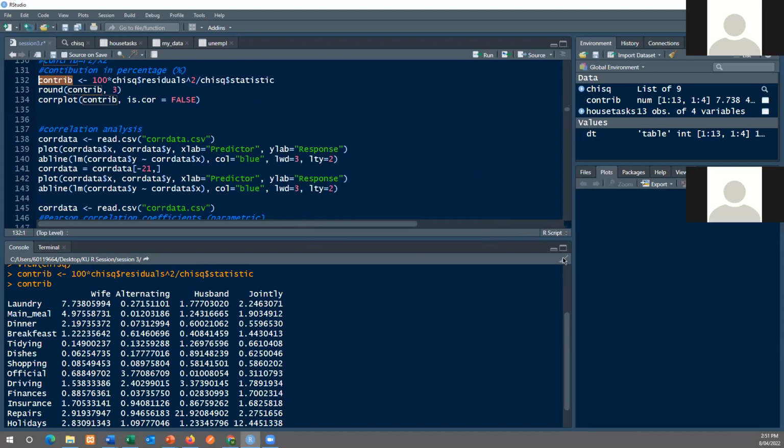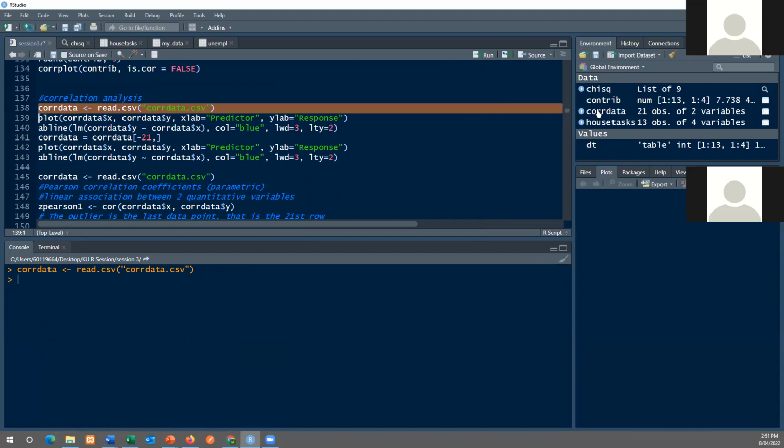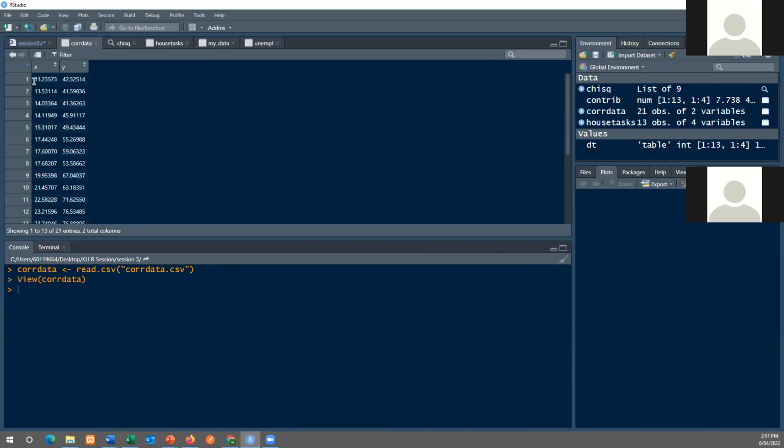Now, apart from that, we also know there is another statistical test we can do, which is the correlational, like the R. So correlational data, let's have a look at it in the data set. We are reading a CSV file, and this X and Y. X could be the temperature, Y could be the number of ice cream sold. And we want to check whether there is a correlation between X and Y, okay?